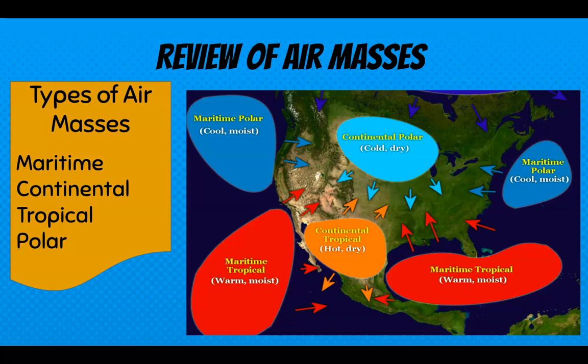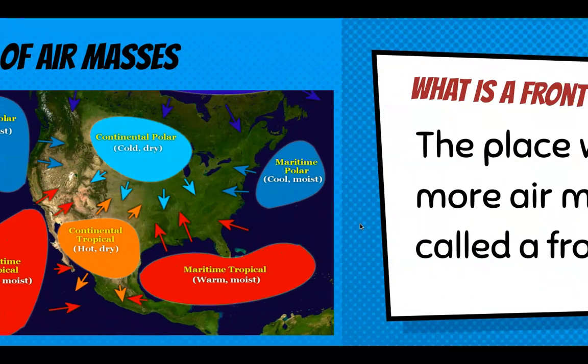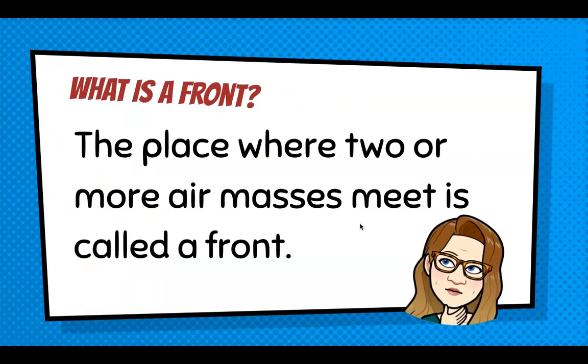What we're going to be talking about today is what happens when, let's say, the continental polar and the continental tropical air masses meet. What would happen in that area? That's what we're going to be talking about, and that's called a front. The place where 2 or more air masses meet or collide is called a front. So when we talk about fronts, we're talking about that area where those 2 air masses are first meeting.